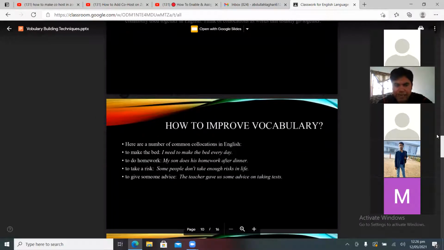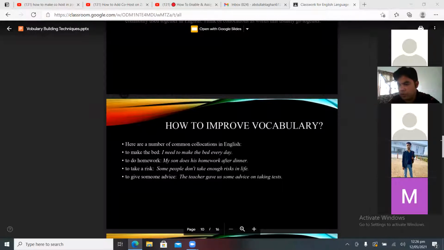So we can say here, make the bed, because make has to go with bed, do has to go with homework, take has to go with a risk. You cannot say make homework, I'm making my homework. Because do has to go with homework, not make, right? This is called collocation. Take a risk, give someone advice. We cannot say present advice.